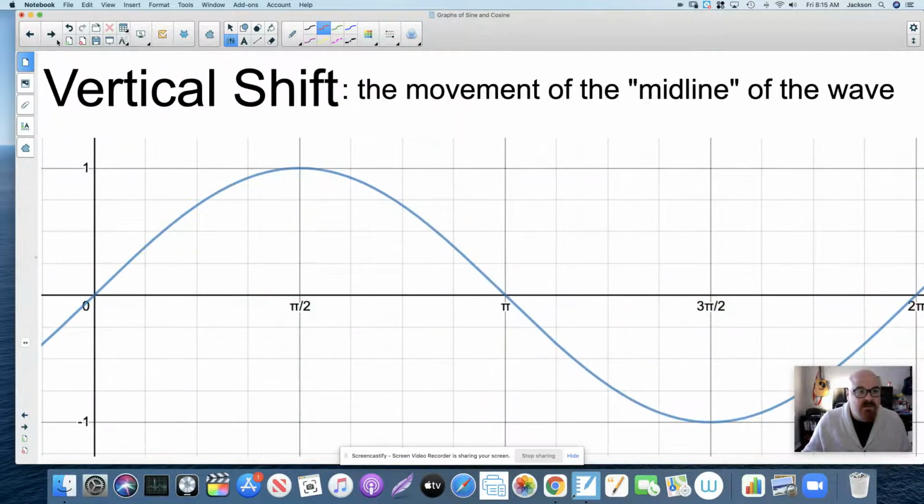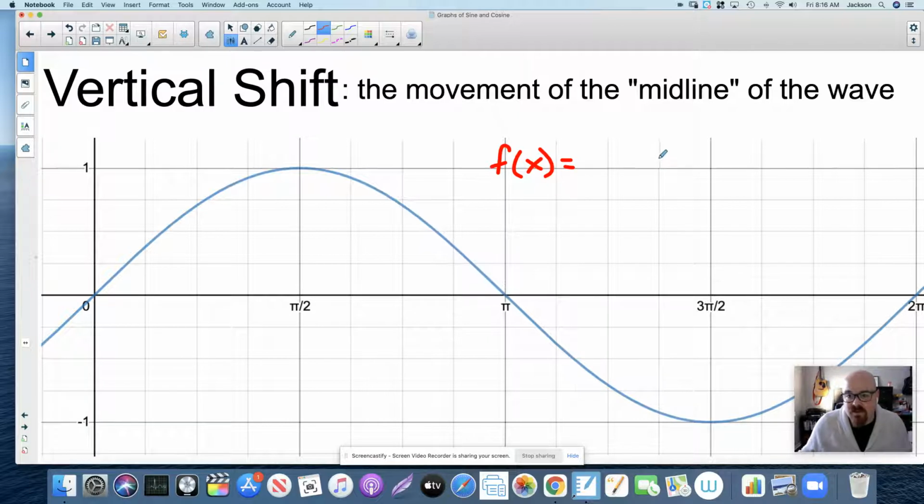The vertical shift of a graph changes the midline of the wave, right? So vertical shifts are what we call rigid transformations. They don't stretch, they don't shrink, they just move the whole thing as one piece, okay? So when we are shifting a graph, we've talked about transformations how many times now? We've built this all the way to this point.